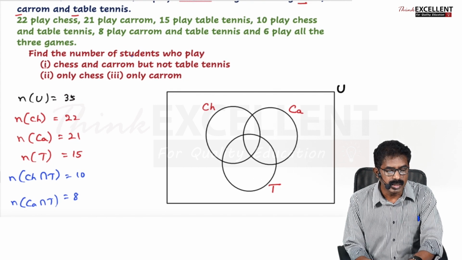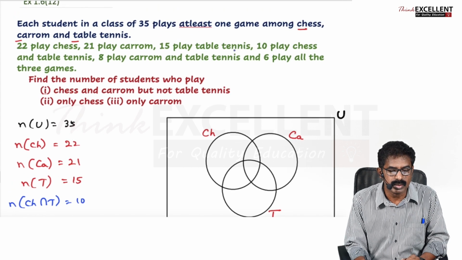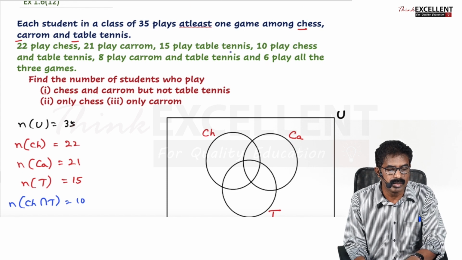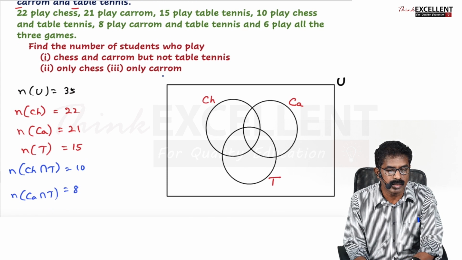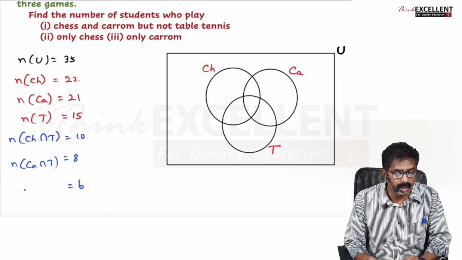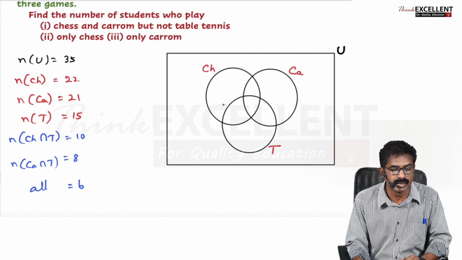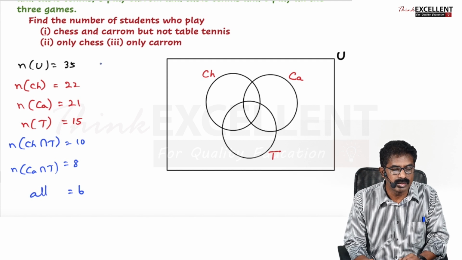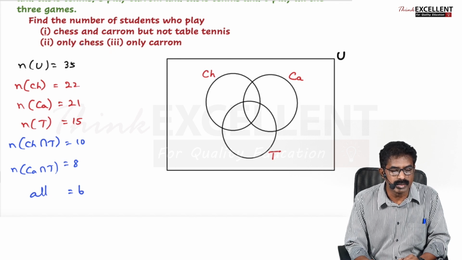And 6 play, so 10 play chess and table tennis. 8 play carom and table tennis. 6 play all the three, right? So that is in the center. Then they asked, find the number of students who play chess and carom but not table tennis, only chess.